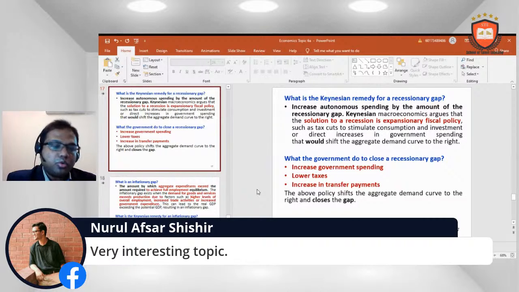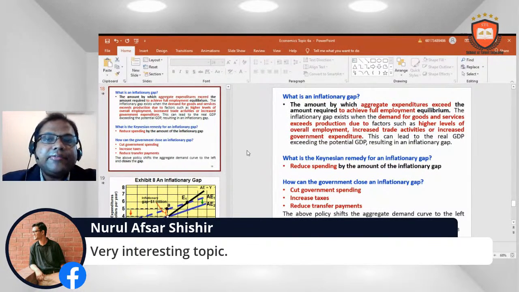What is the government to do to close the recessionary gap? Increase government spending, lower taxes, increase transfer payments. The above policy shifts the aggregate demand curve to the right and closes the gap.